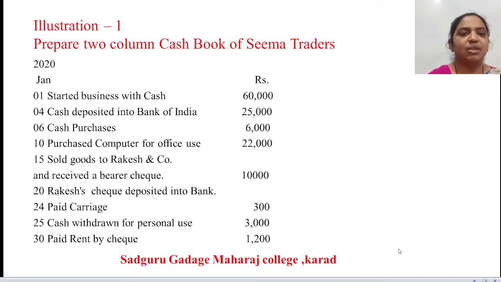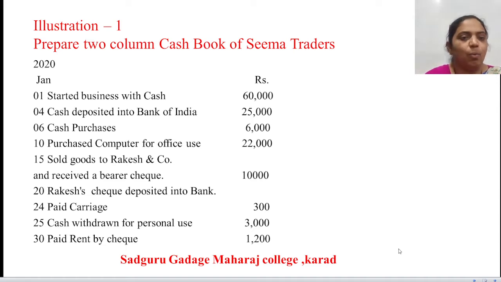Today we are going to see the problem number 1 for 2-column cash book of SEMA traders. In my last lecture, we already saw the 2-column cash book. We have seen the meaning and the format. Very important are the contra entries. There are 3 transactions on which contra entries are there, and their opposite effects. We have also seen the various types of account. Let's start today with illustration number 1. Prepare 2-column cash book of SEMA traders.